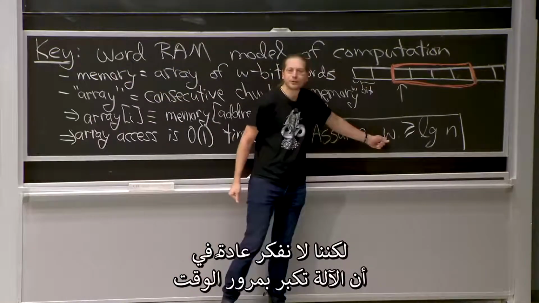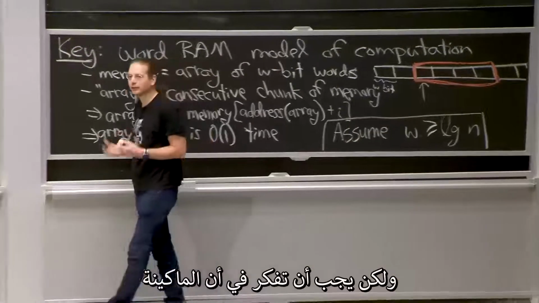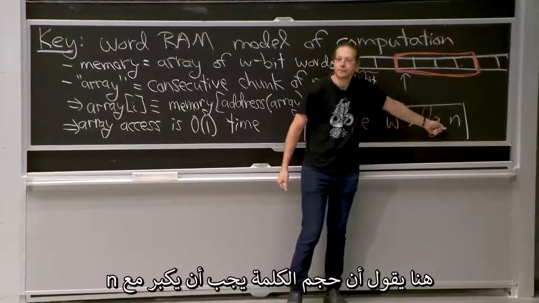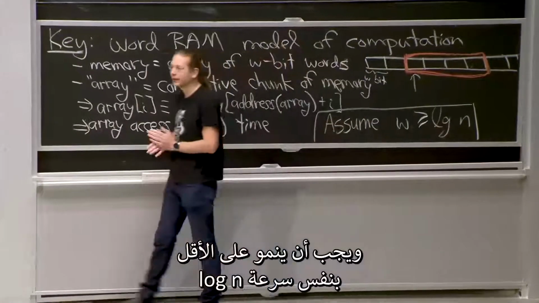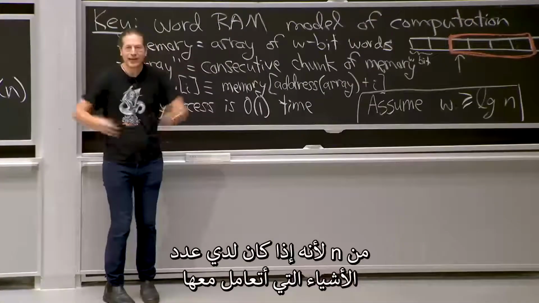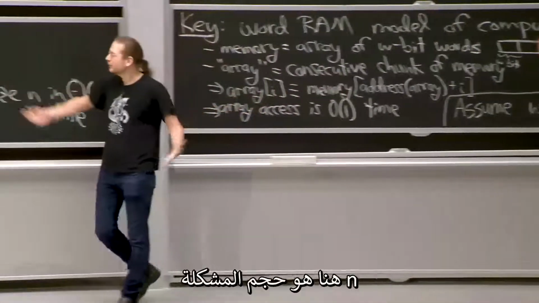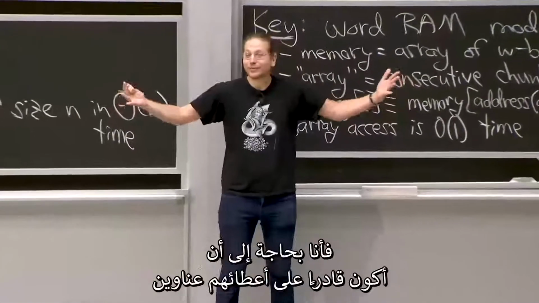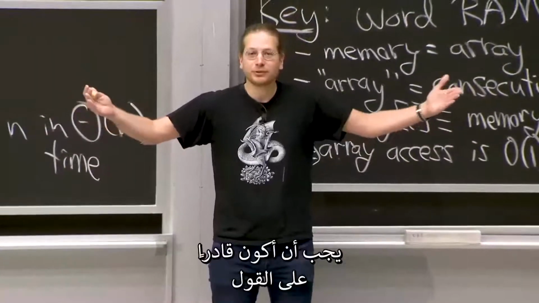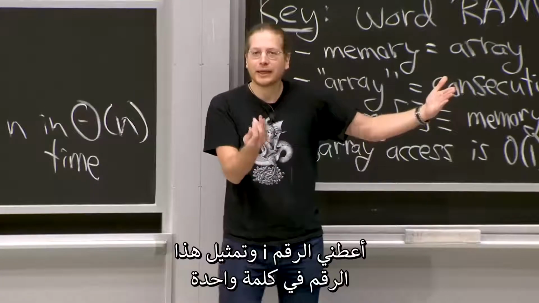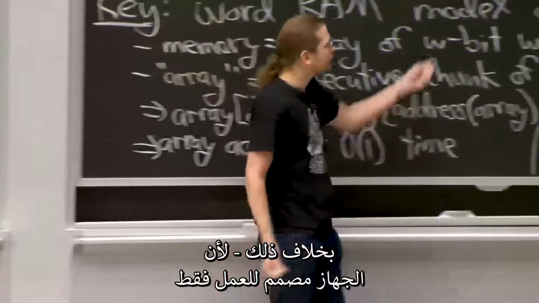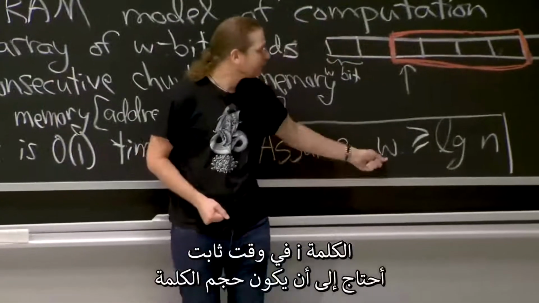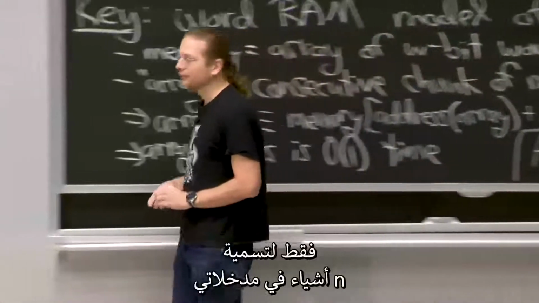But we don't usually think of the machine as getting bigger over time. But you should think of the machine as getting bigger over time. This is a statement that says the word size has to grow with n. It might grow faster than log n, but it has to grow at least as fast as log n. Why do I say that? Because if I have n things that I'm dealing with, n here is the problem size, maybe it's the array I'm trying to store, whatever. If I'm having to deal with n things in my memory, at the very least, I need to be able to address them. I should be able to say, give me the ith one, and represent that number i in a word. Otherwise, because the machine is designed to only work with w-bit words in constant time, if I want to be able to access the ith word in constant time, I need a word size that's at least log n, just to address the n things in my input.